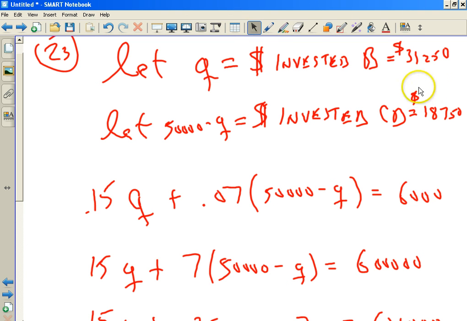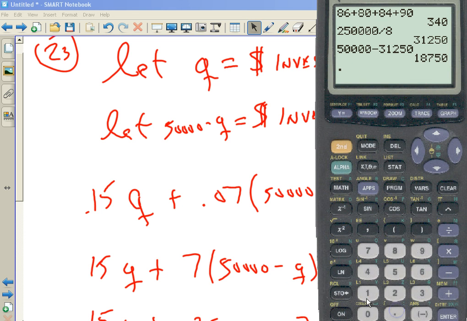Okay? Now, do you have a question? Anyone else? Raise your hand if you've got a question so I can see you. All right, let's check this. How would you check this? How do you know if she's actually getting the 6,000 bucks? Fill it in. In other words, take 15% of that and 7% of that and see if you get 6,000 bucks. Okay. So, what's 15%? That's 0.15 as a decimal, right? Of means multiply. Of Q, which was 31,250.